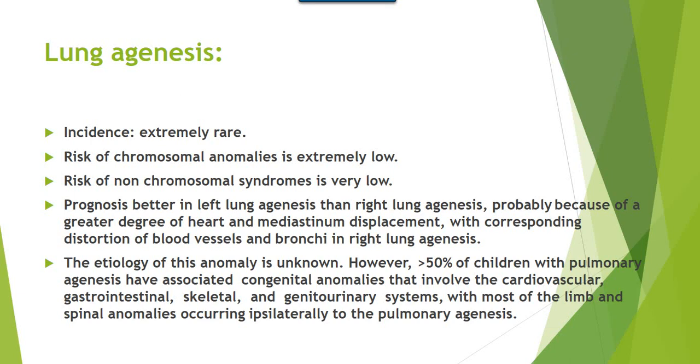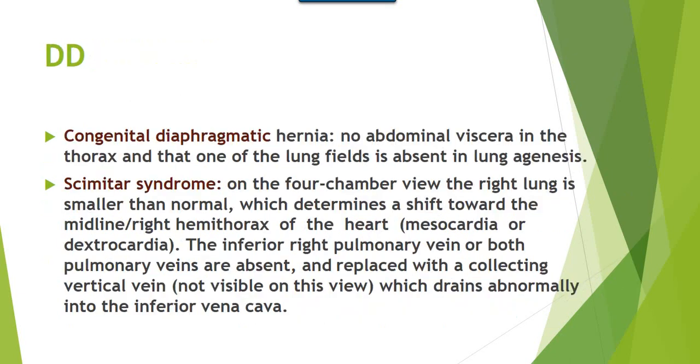The etiology of this anomaly is unknown. However, more than 50% of children with pulmonary agenesis have associated congenital anomalies that involve the cardiovascular, GIT, skeletal, and genitourinary system, with most of the limb and the spinal anomalies occurring ipsilaterally to the pulmonary agenesis.